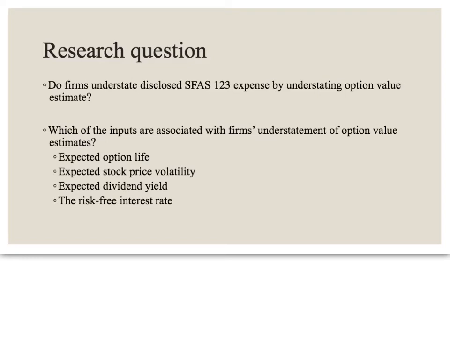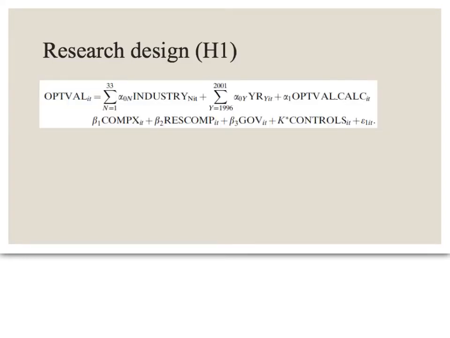Let's look at the research design. Okay, this is the model that we tested for our research question. So dependent variable is option value, OPT val, is the estimated value of each option granted by the firm as disclosed under SFAS 123. So this is actual data firms disclosed. On the right side, option value calculated is an option value estimate we calculate using the Black-Scholes option pricing model.